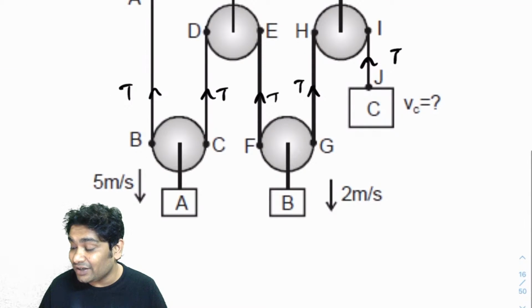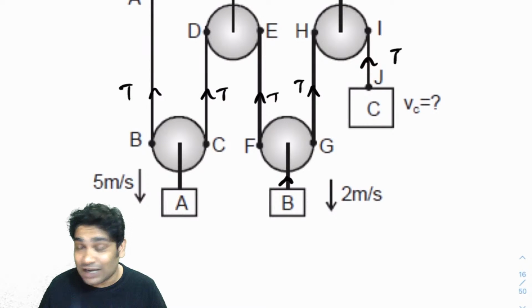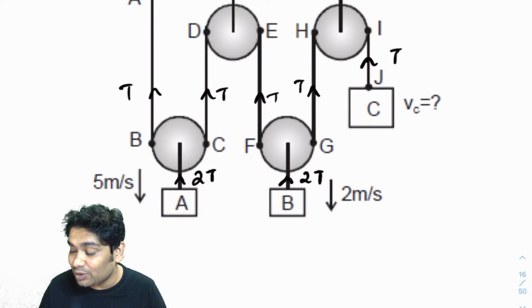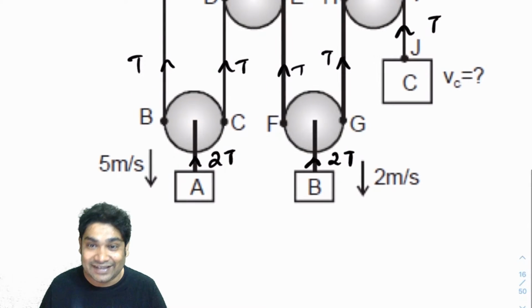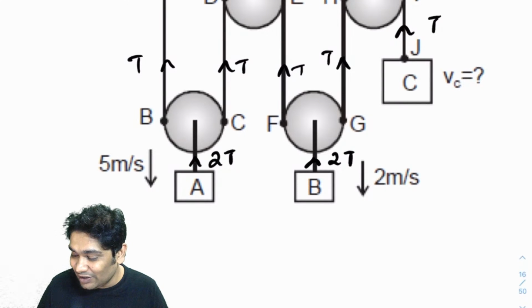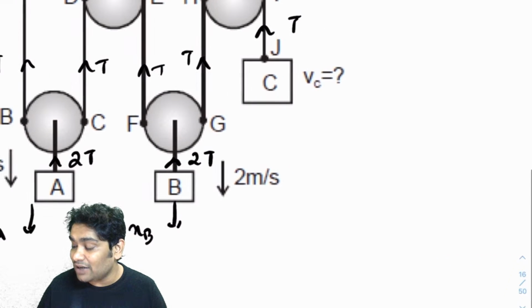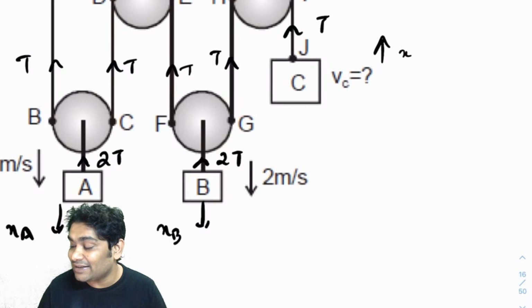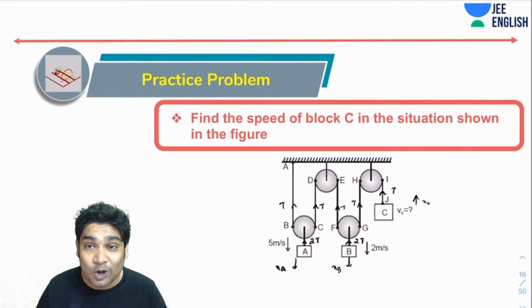Now, what about the tension here? I told you when pulleys are ideal, the net force has to be 0, so the tension here would be 2T. Similarly, the tension here would also be 2T. Yes, 14 is the correct answer, Pawan. Now, let's imagine this goes down by xA and this goes down by xB, and this goes up by xC. What will be the work done by the tension forces on all the blocks?